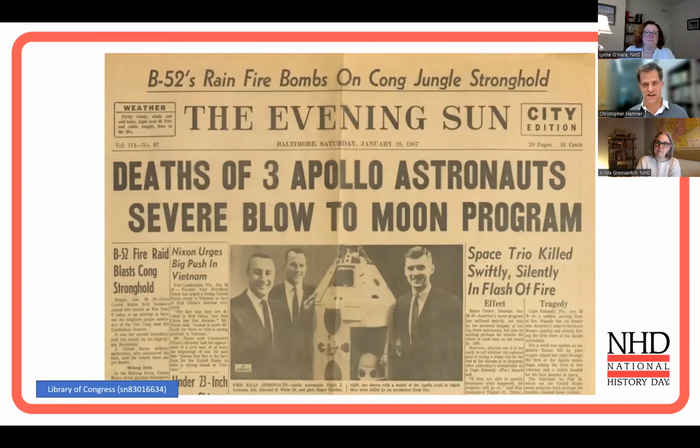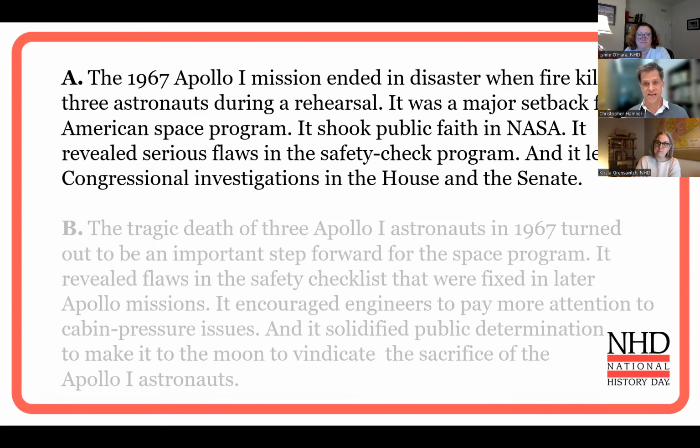Let's do another one. One of my summertime rabbit holes, dropping down to the Library of Congress and learning a little bit more about the Apollo programs. Let's do the same exercise.